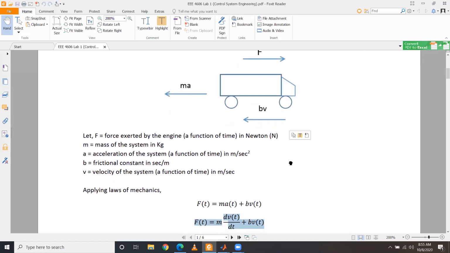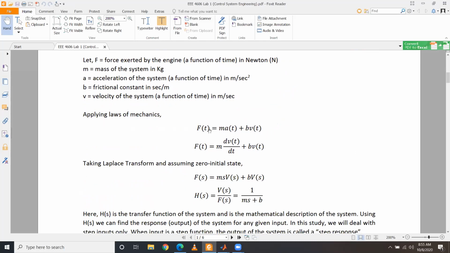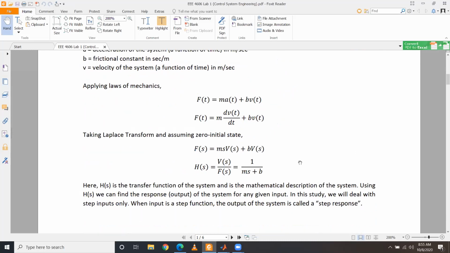So if you write the equation using Newton's law, unbalanced force, or resultant force, MA is equal to F minus BV. So this is the equation that you get. So F, force, acceleration and velocity in this case are obviously all functions of time, while mass is constant and the proportionality constant B is also constant. So now our aim is to find the transfer function of the system starting from its basic equation, right?